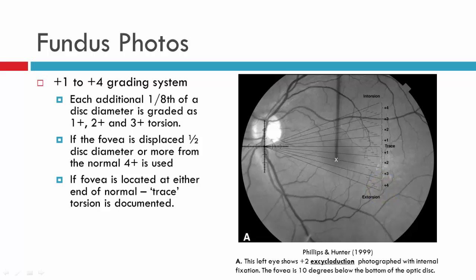So in this example, the fovea sits right on the border of the +2. So in the history, it would be indicated that the patient's left eye shows +2 excycloduction. Now what I'm showing you here is a fundus photograph. But this grading system is also utilised when performing ophthalmoscopy in clinic. And when you perform indirect ophthalmoscopy, we have to remember that what we see is not exactly the same as what we see on the fundus photograph.